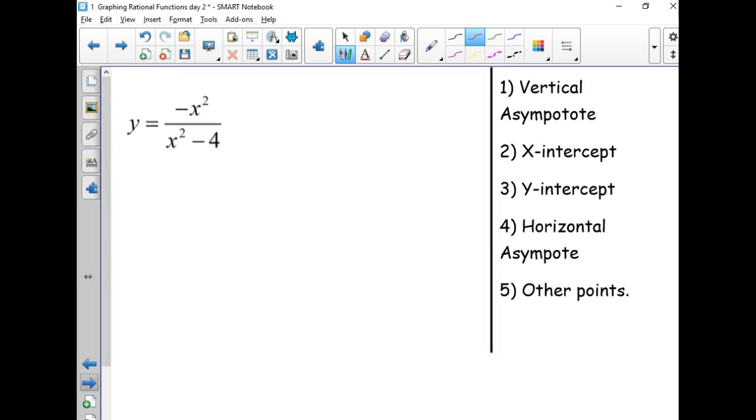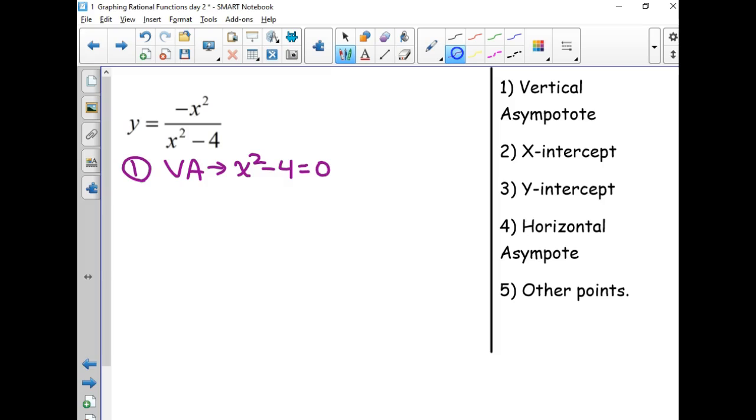Okay, we have y is equal to -x² over x² minus 4. The first one is that vertical asymptote. I have x² minus 4 is equal to 0. Now we have a quadratic here that we need to solve. We can use algebra like we did last time. What other ways can you solve a quadratic? We can factor it. I always try to factor first when you're doing your homework. You can also use the what? The quadratic formula to solve.